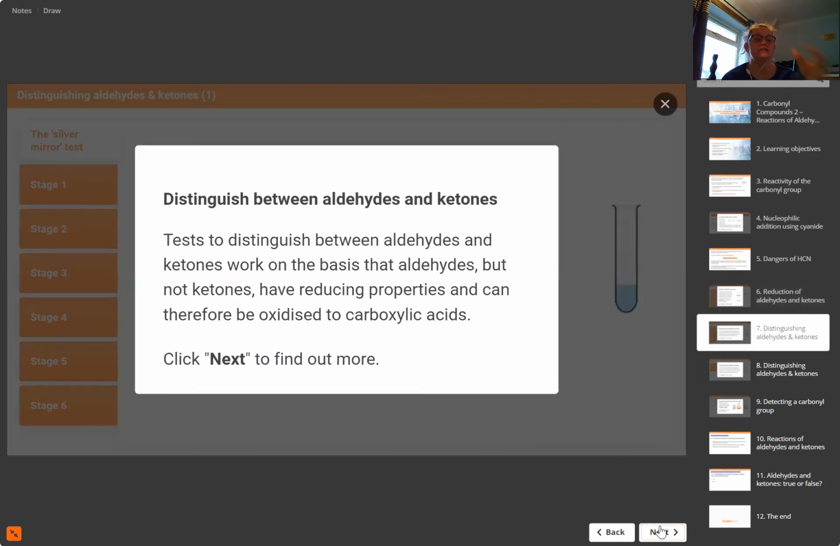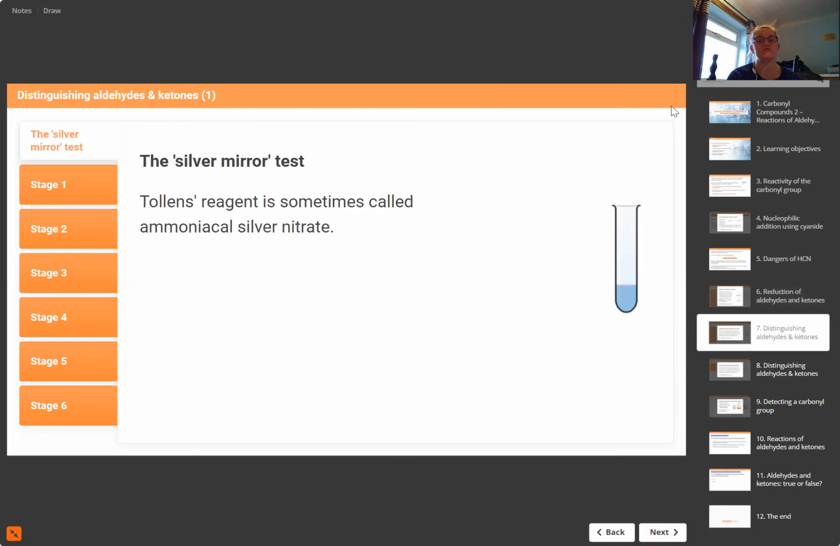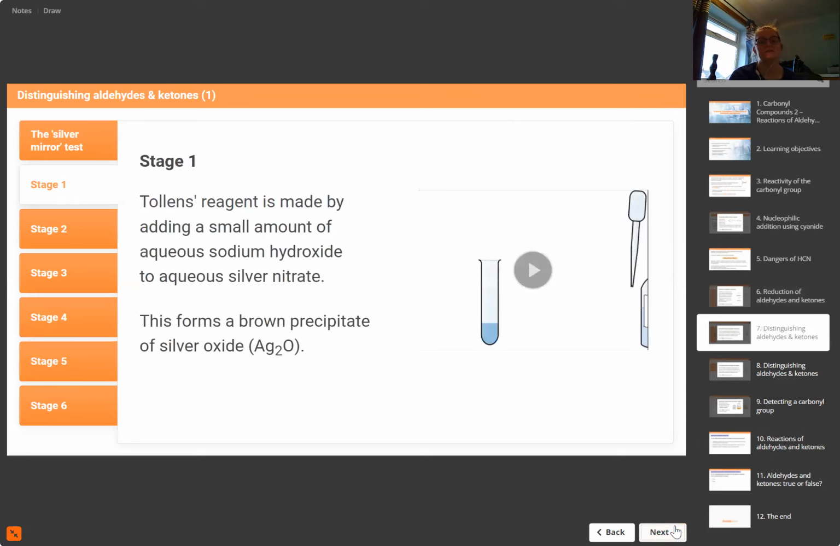So how do we actually distinguish between aldehydes and ketones if we've got the substance in front of us? We work on the basis that aldehydes, but not ketones, have reducing properties and can therefore be oxidized to carboxylic acids. Again, this is something that we've talked about before, so we'll go through it really quickly. It is the silver mirror test, and this is where we use Tollens' reagent, which sometimes is called ammoniacal silver nitrate.